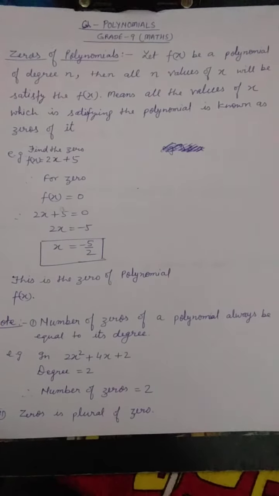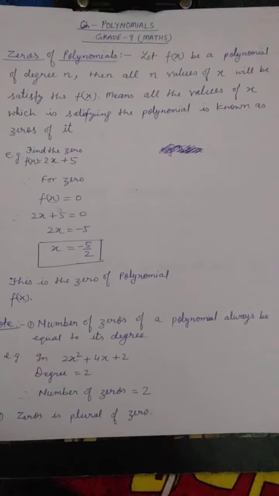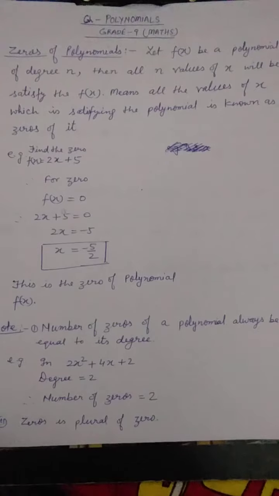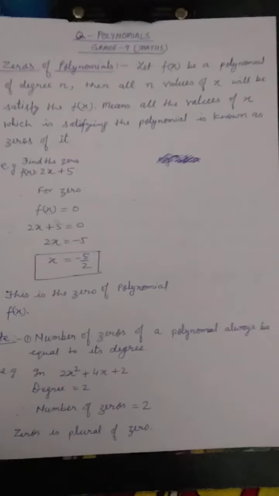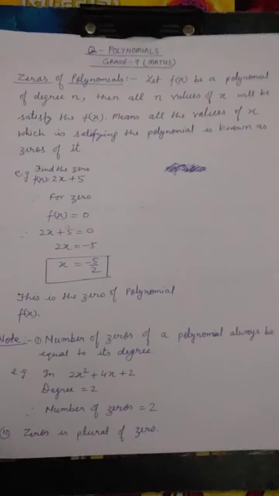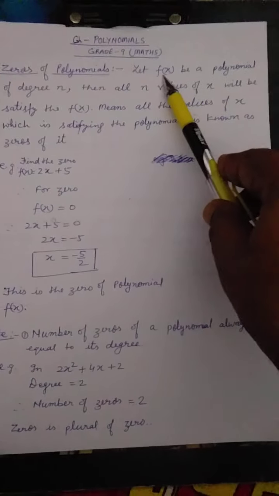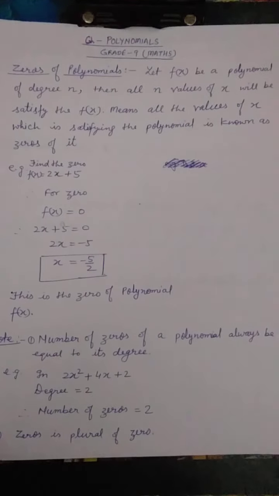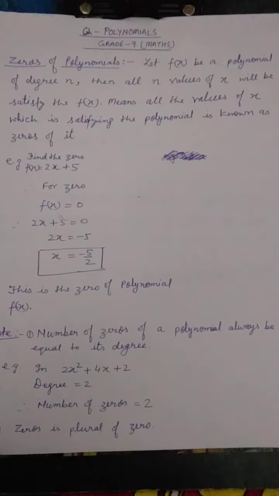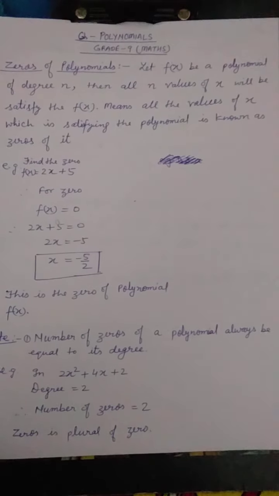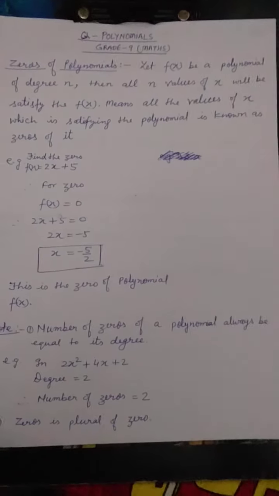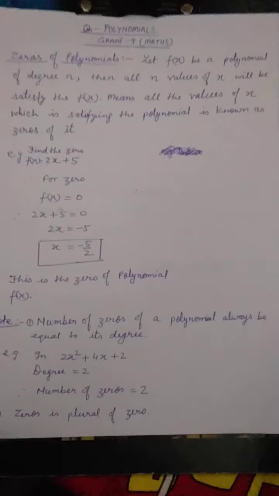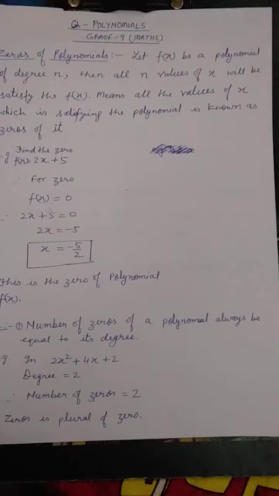Actually the zero is nothing different; it is the value of x which will satisfy the given function, because I have taken the function as f(x), and in this f(x), x is the variable. So all the values of x which will satisfy this equation of polynomial are known as its zeros, right?